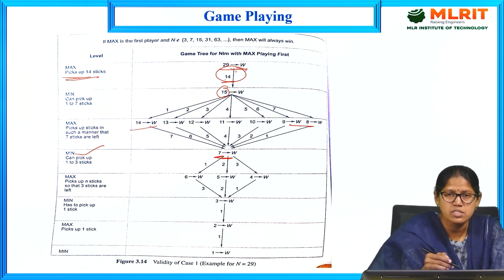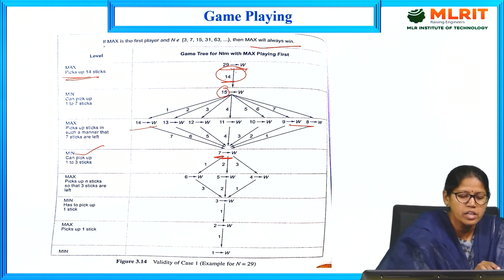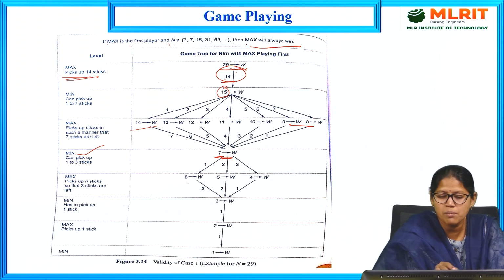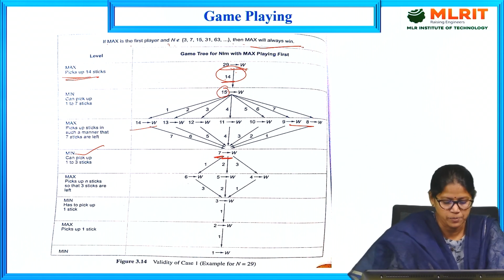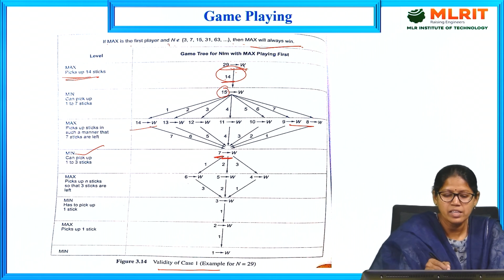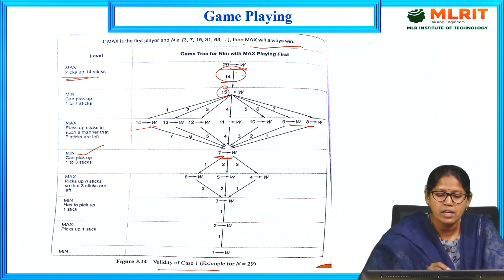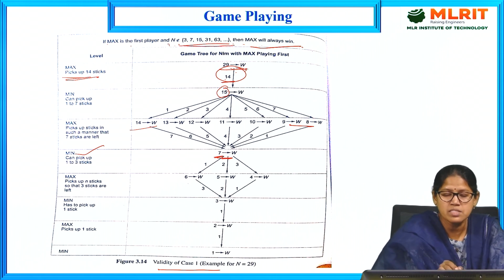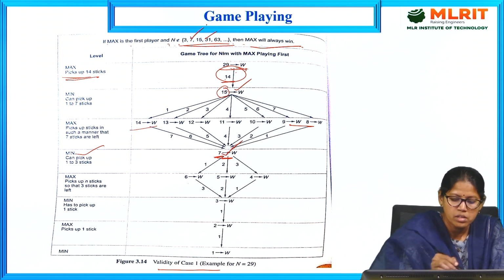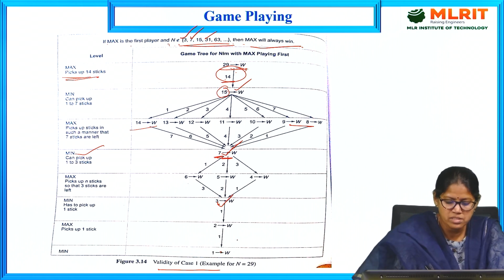So which strategy will make the max win? We have taken only that one. If max is the first player and n does not belong to this sequence, then max will always win. So validity of case 1: example for n equal to 29, and m should be this sequence. 15 is there, next 7 is there, next 3 is there, last 1.